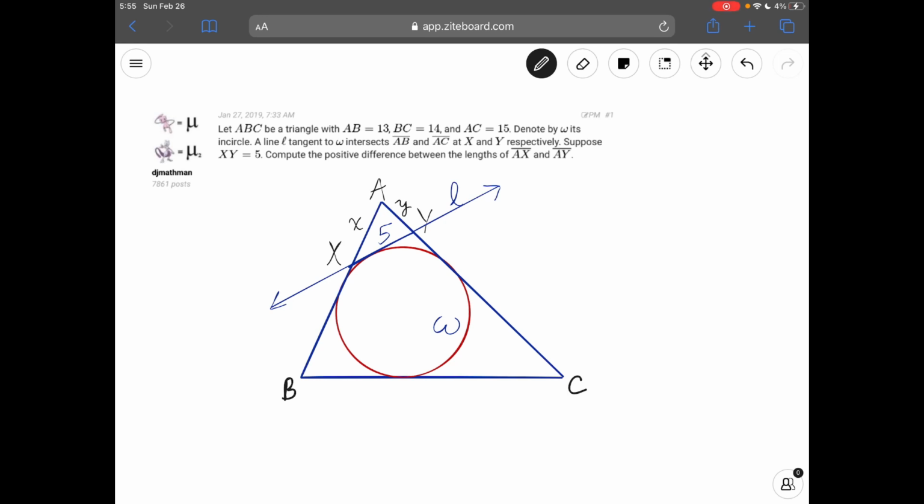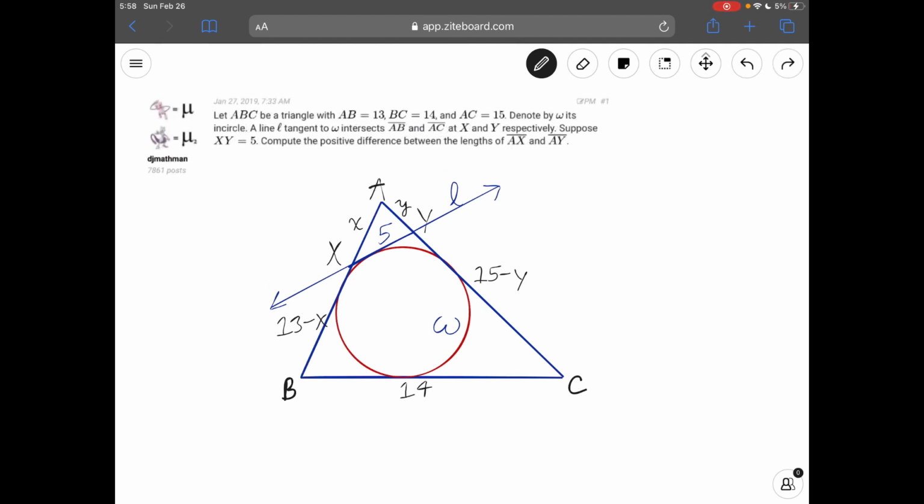Then XB is going to equal 13 minus x, and YC is going to equal 15 minus y, and BC is equal to 14. Using this info, note that we have all four side lengths of quadrilateral BXYC, and we also know that quadrilateral BXYC has an incircle, and that is just W. So we can break out the Pitot theorem on quadrilateral BXYC because the quadrilateral has an incircle.